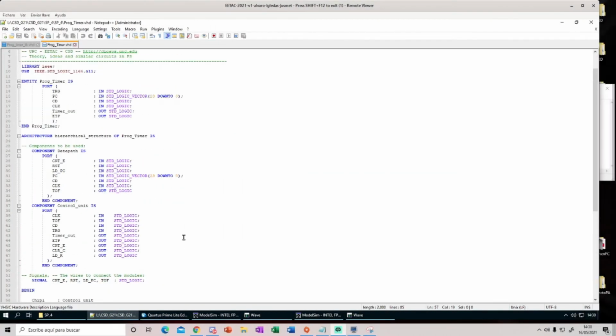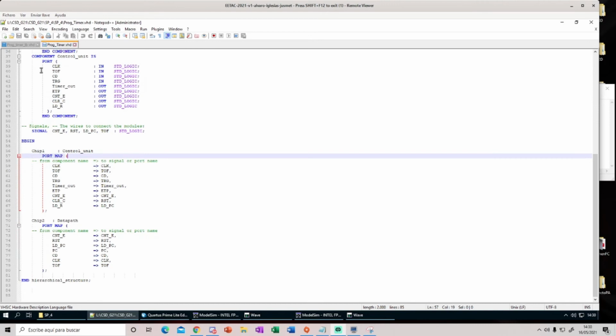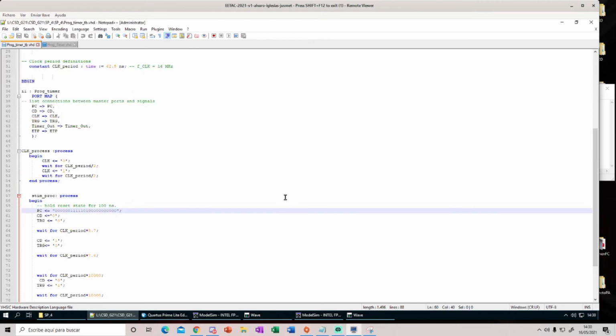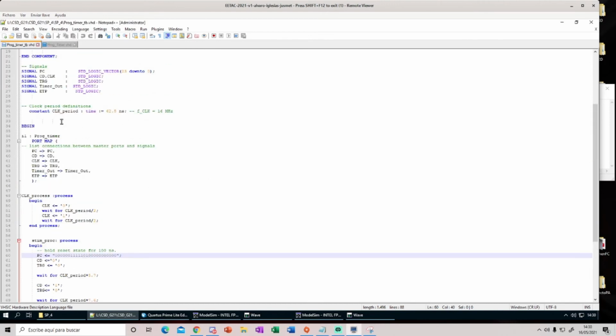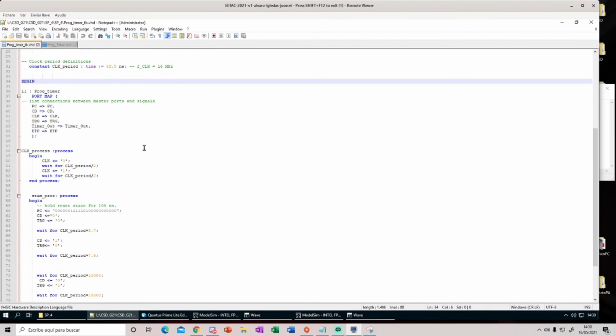Okay, now I'm going to explain the proctimer. As you can see, there is the VHD file with its inputs, outputs, signals, etc. And then the test bench. Okay, in the test bench we said that the clock period is 62.5 nanoseconds, and PC will be 256,000, but in binary, as you can see.